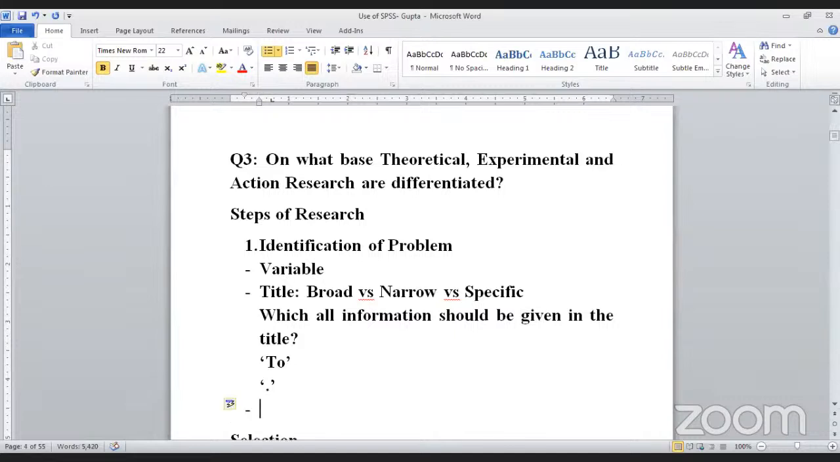Now, once you have written the title of the research, then you should be able to write the objective. There must be a minimum of one objective. Why? Because without an objective, it is not possible to do research. So if you want to do research, you must have at least one objective. But if you want more than one, the choice is yours. These days, sometimes people write research questions.